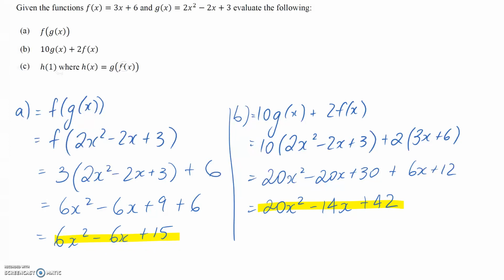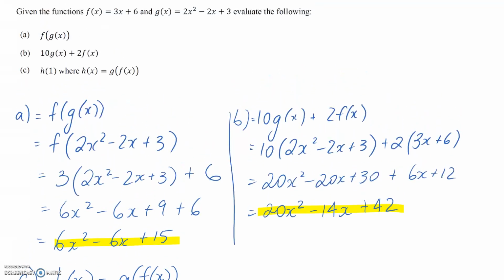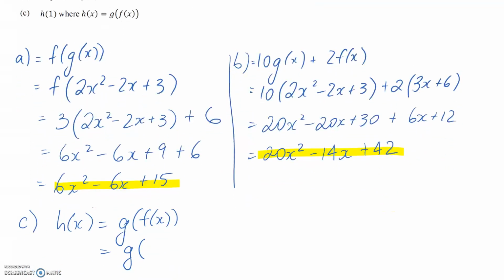So we have one left, which is h of 1, where h of x is equal to g of f of x. So this is like the reverse of what we've got up here. So how I'm going to approach this is I'll work out what h of x is, and then once we've got it, I'll substitute the 1 in. So h of x equals g of f of x. Alright, so we'll leave it as g of, and then we need to replace f of x. So we were given it's the 3x plus 6.